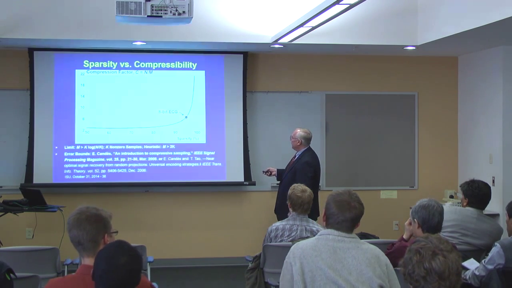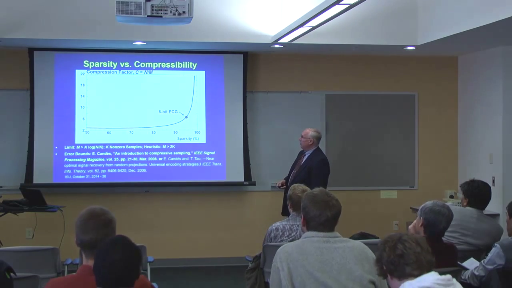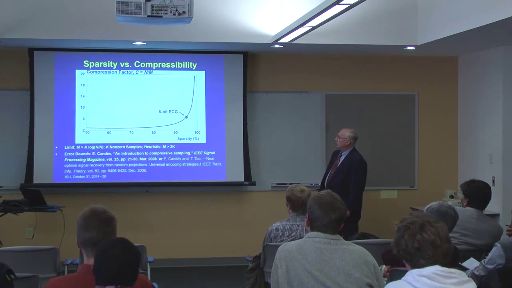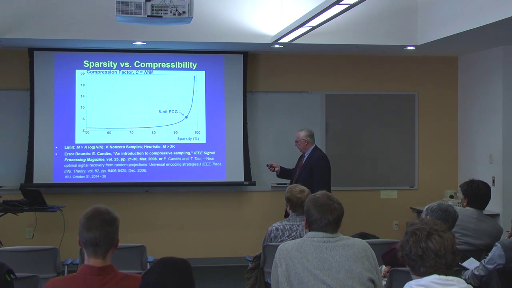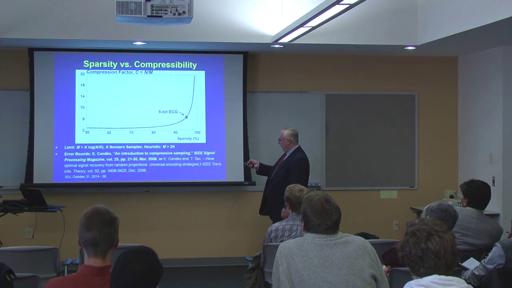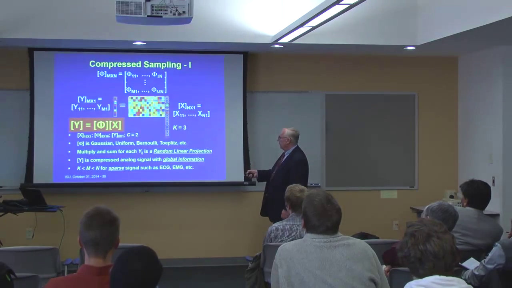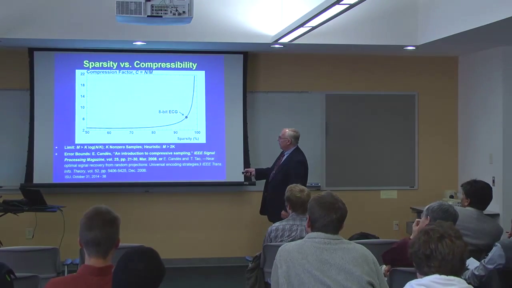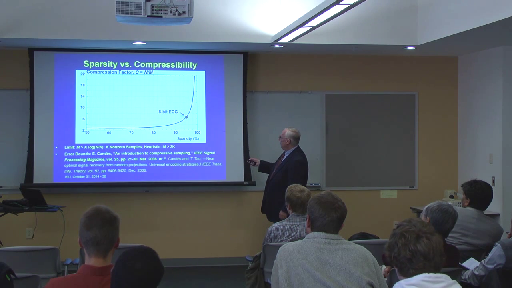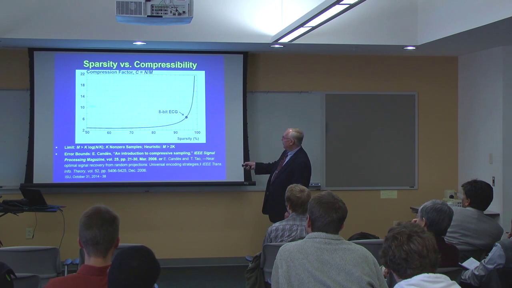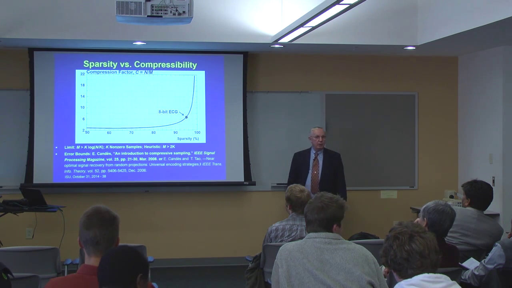Okay, so that's the basic idea. How much can you compress? Well, this shows sparsity versus compression in general. At 50% sparsity, you can compress by 2.5 or something like that. If you talk about 8-bit electrocardiogram or heartbeat signals, you can compress by about 6 or 7x.